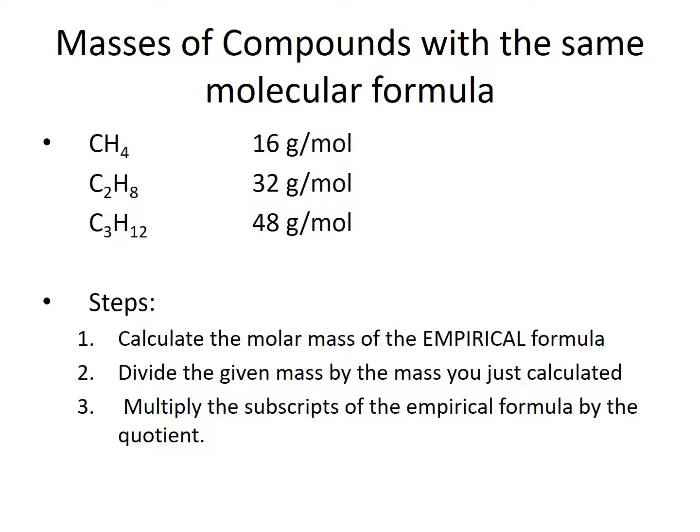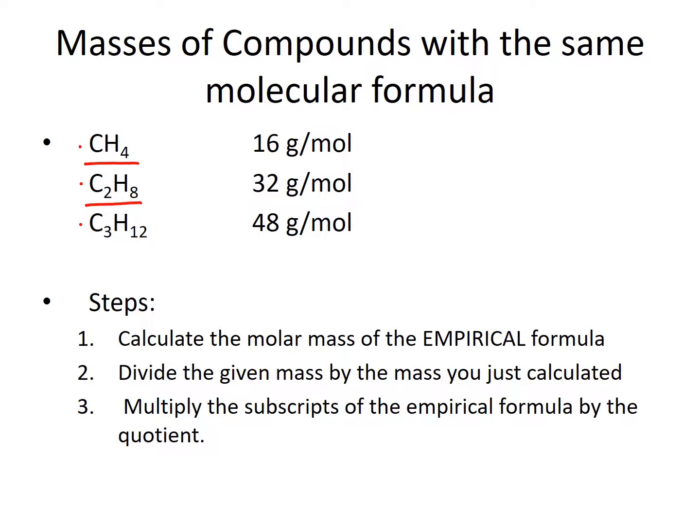Okay, so a number of different molecular formulas can come from the same empirical formula. So here we have 3 examples, CH4, C2H8, and C3H12. All 3 of these compounds have the same empirical formula. Now, the only one that's an empirical formula is CH4 because it cannot be reduced any further. But if we took CH4 and multiplied that formula by 2, we would get C2H8.